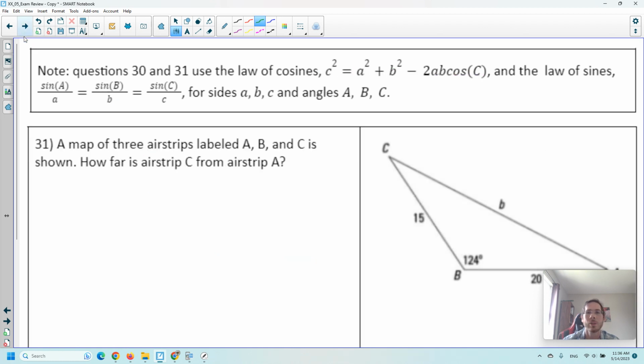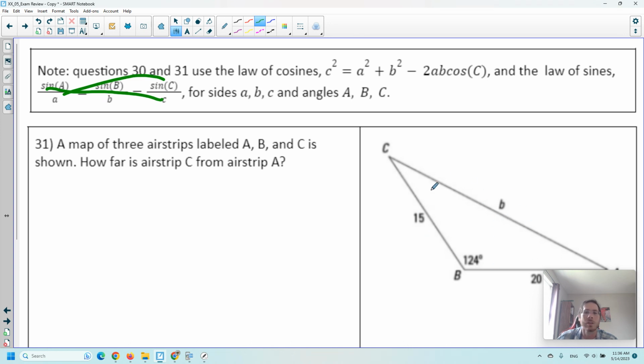All right, 31. Since we've got 3 sides here, 1, 2, 3 sides and 1 angle, we're not going to use this one. We're going to use the other one. We have to find out how far airstrip C is from airstrip A, so we're trying to find this. Remember, these are all placeholder variables. C could be actually anything in the law of cosines. If we think about it like the Pythagorean theorem, because a squared plus b squared equals c squared, C is usually the longest one. Here, C is the longest one anyway, so that's fine.